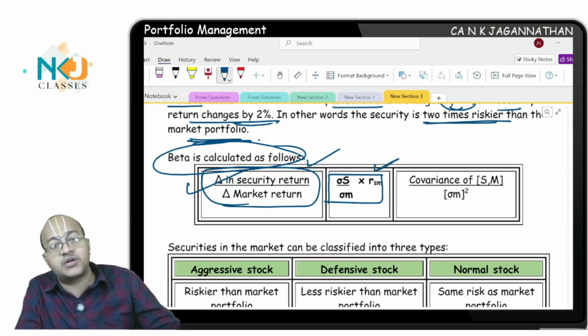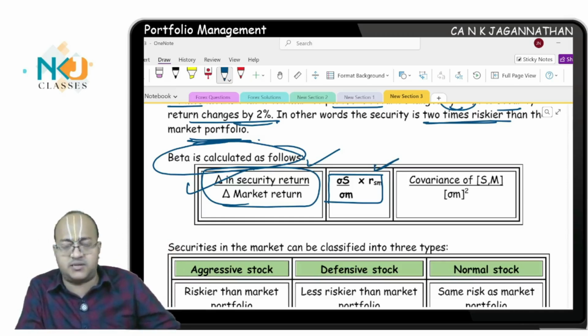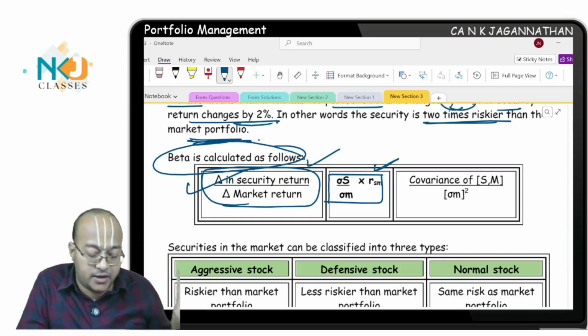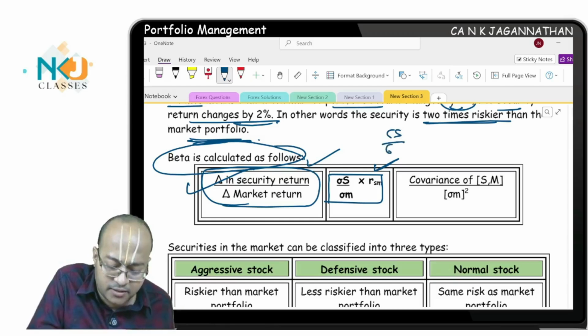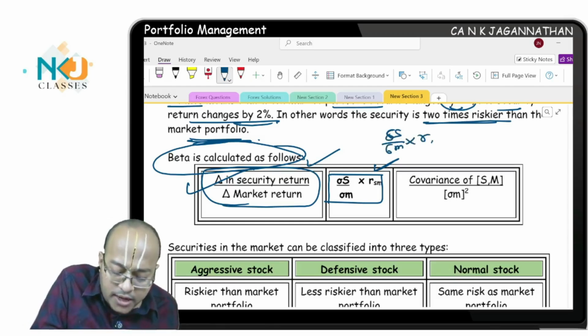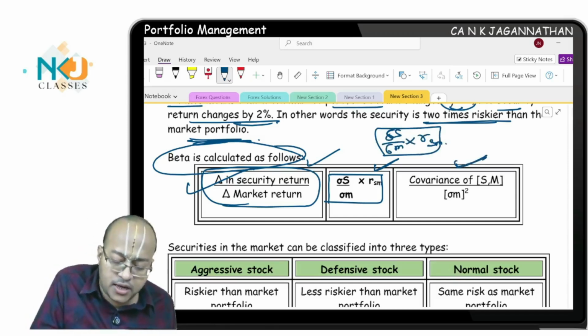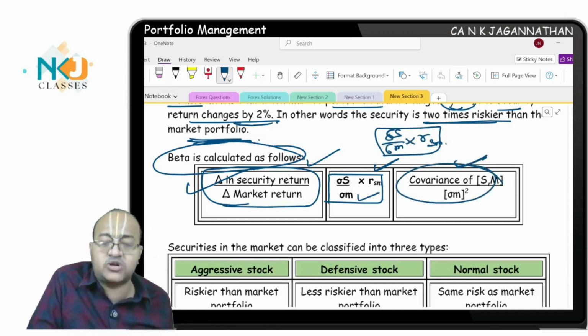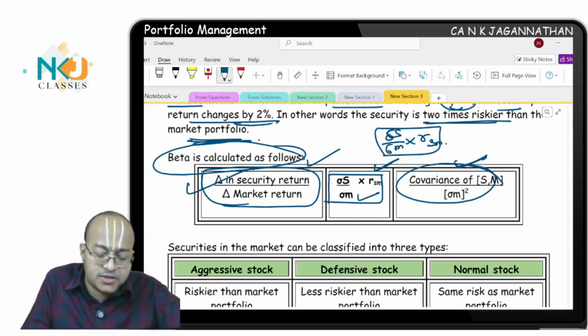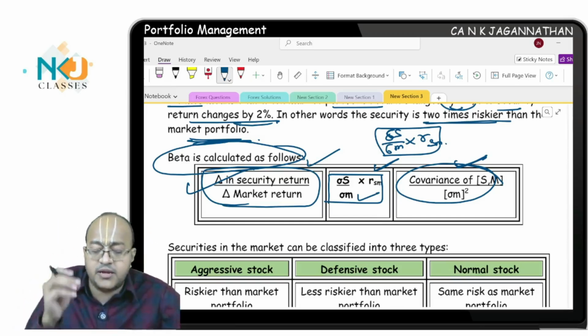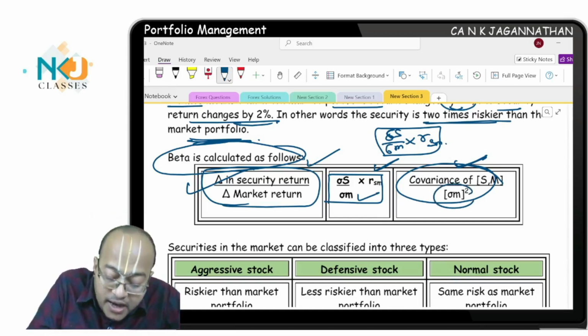This is there to differentiate the SML from the CML. This I explained, correct? It is nothing but sigma S by sigma M into correlation of S and M. Are you all understanding? The second formula is actually derived from the third formula. Very simple. See here, what is the third formula? Covariance of S and M divided by sigma M square. This you need to remember.